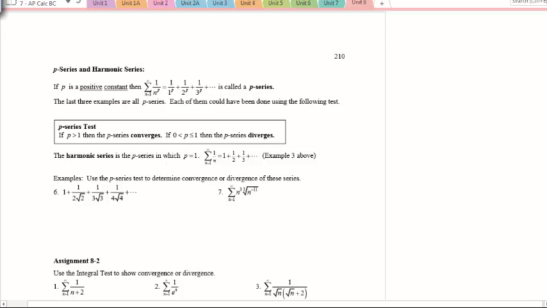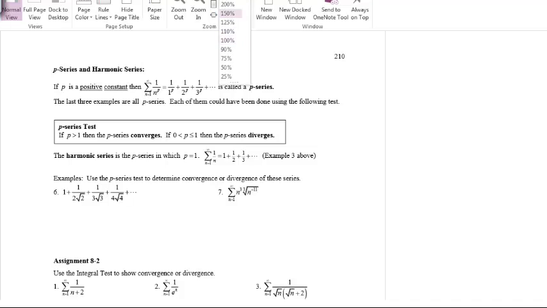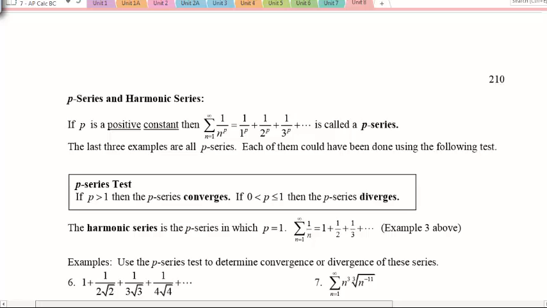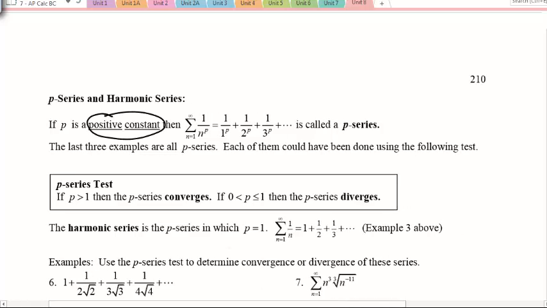What's this thing called a P-series? A P-series has a special form. It says if p is a positive constant, so I have it as a positive exponent, then the sum of n equals 1 to infinity of anything in the form of 1 over n to the power of p. That's what we call the P-series, where it's like 1 over 1 to the power of p plus 1 over 2 to the power of p and so on. We call these all P-series.